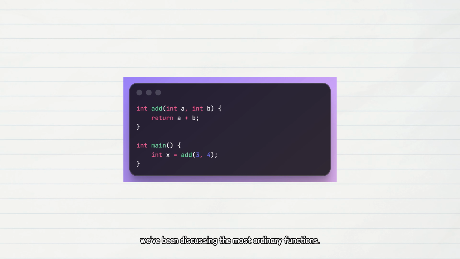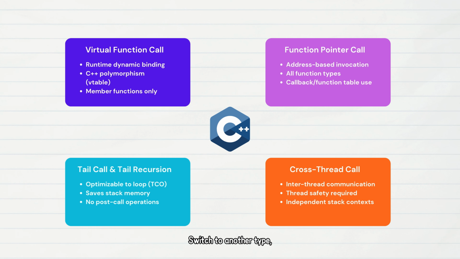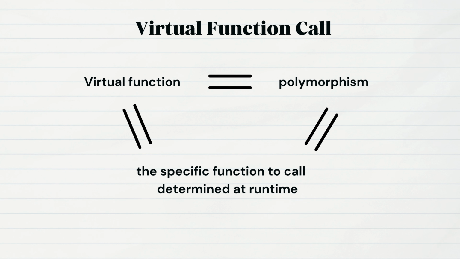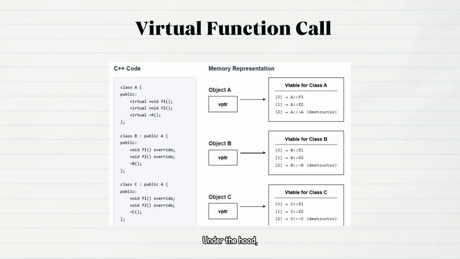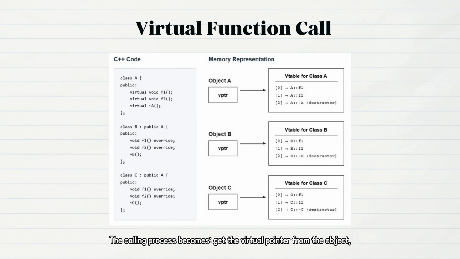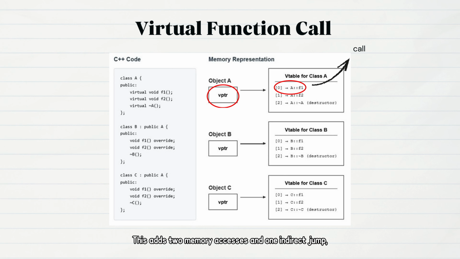This is why inlining small, frequently called functions leads to a noticeable performance improvement. So far, we've been discussing the most ordinary functions, but in C++, functions aren't just one kind. Switch to another type, and the underlying complexity can double instantly. The first type is virtual function calls. Virtual function equals polymorphism equals the specific function to call is determined at runtime. Under the hood, it relies on the virtual table and the virtual pointer. The calling process becomes: get the virtual pointer from the object, find the virtual table from the virtual pointer, get the function address from the virtual table, and finally, call that address. This adds 2 memory accesses and 1 indirect jump, making branch prediction even harder. So, virtual functions are slower than regular functions. It's a physical, hardware-level slowdown.